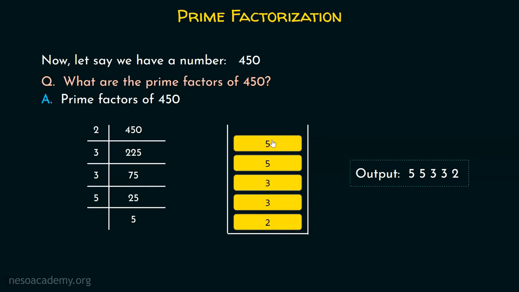Initially we had selected this number 2, then after this 3, then 5, and finally we have obtained 5. All these elements are pushed one by one onto stack, and you can see that 5 is the last inserted element over here. If we try to pop elements one by one, then the topmost element will get printed first, then this element, then this element, and so on. In this way, we'd be able to print all the prime factors of 450 in descending order. This is how we are maintaining the descending order of prime factors.